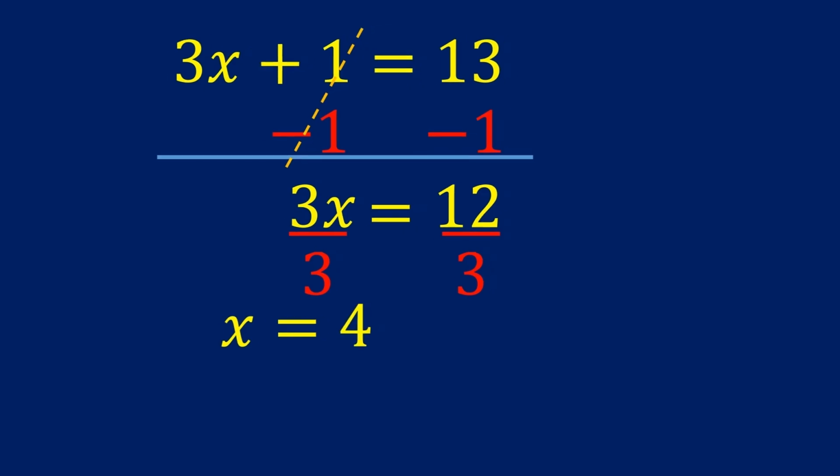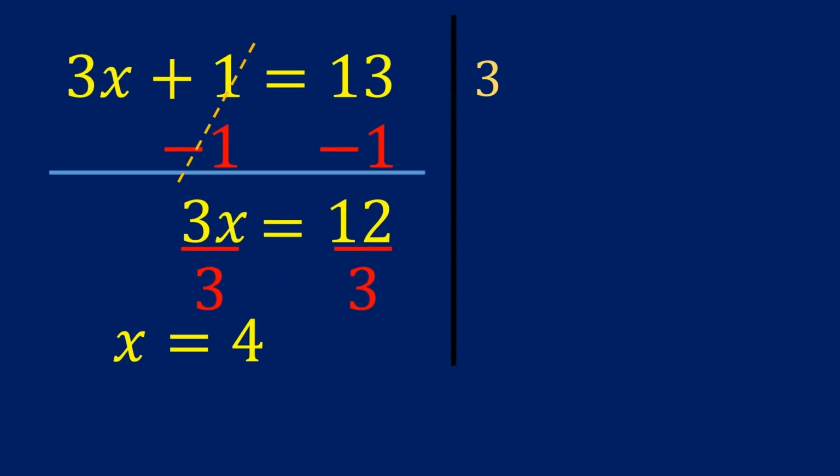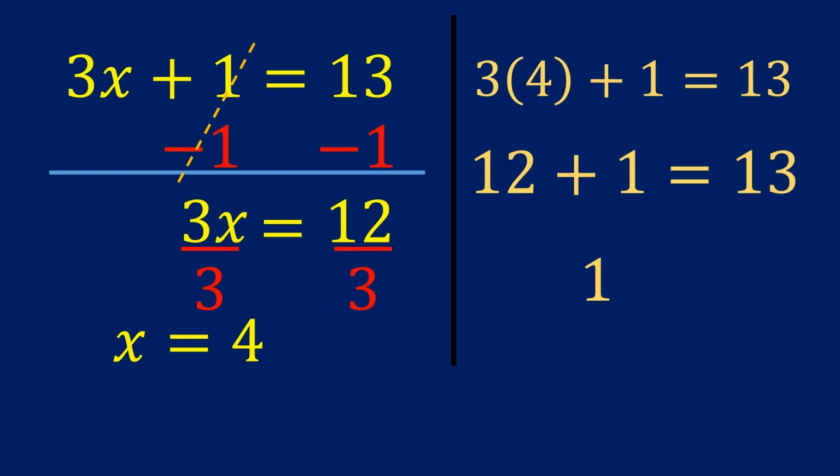Now if we check our work, 3 times 4 plus 1, is that equal to 13? 3 times 4 is 12. 12 plus 1 is 13. So the equation is verified. x is 4.